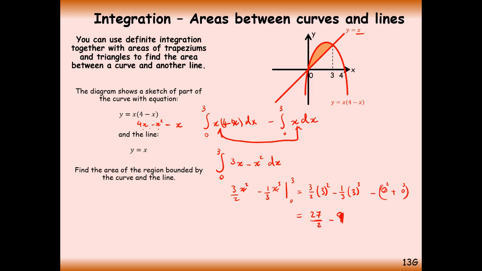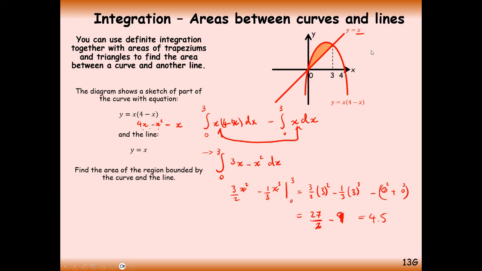So what is 27 over 2 minus 9? It's 4.5. So the final area should be 4.5. Notice there's no need for a plus C, because we have limits. This is a definite integral.